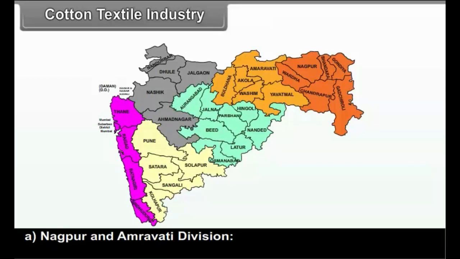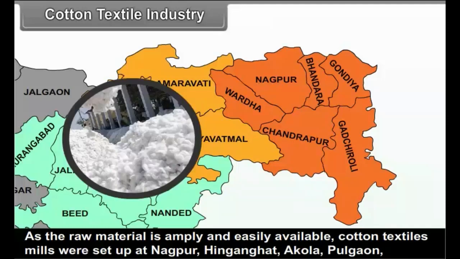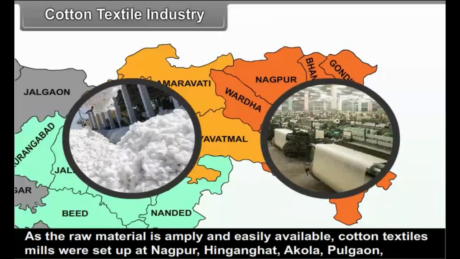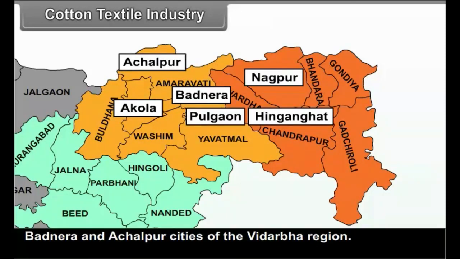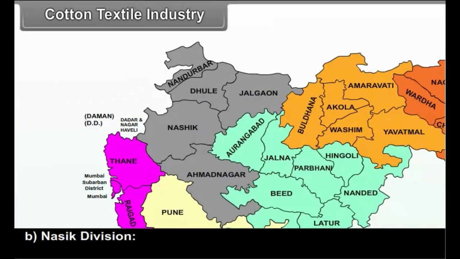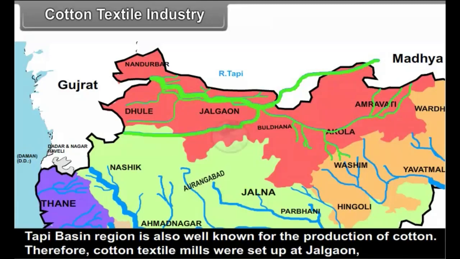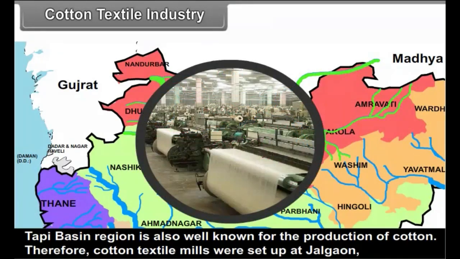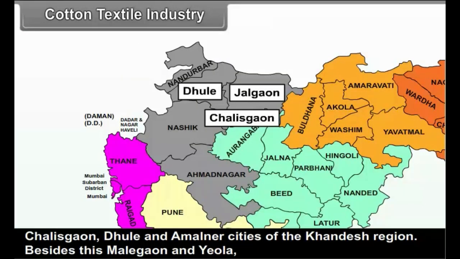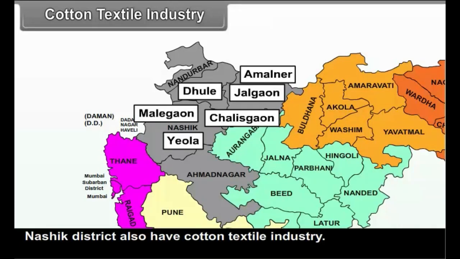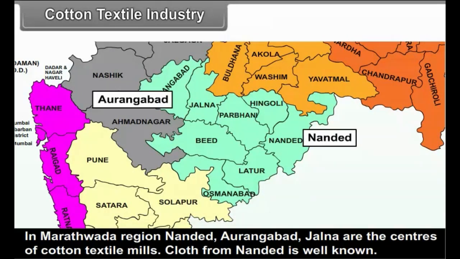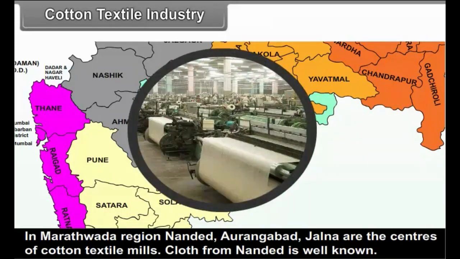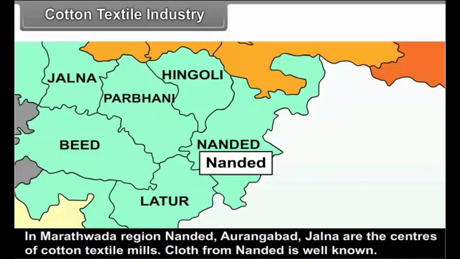Distribution of cotton textile industry. A. Nagpur and Amravati division. As the raw material is amply and easily available, cotton textile mills were set up at Nagpur, Hinganghat, Akola, Pulgaon, Badnera and Achalpur cities of the Vidarbha region. B. Nasik division. Tapi Basin region is also well known for the production of cotton. Therefore, cotton textile mills were set up at Jalgaon, Chalisgaon, Dhule and Amalner cities of the Khandesh region. Besides this, Malegaon and Yeola, Nasik district also have cotton textile industry. C. Aurangabad division. In Marathwada region, Nanded, Aurangabad, Jalna are the centers of cotton textile mills. Cloth from Nanded is well known.